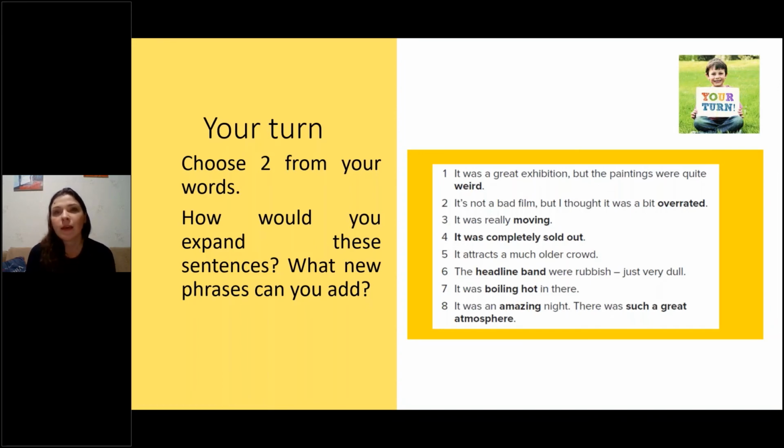Just take a minute, think about 2 examples, and write to me in the comments what would you do to help your students speak more about this situation.